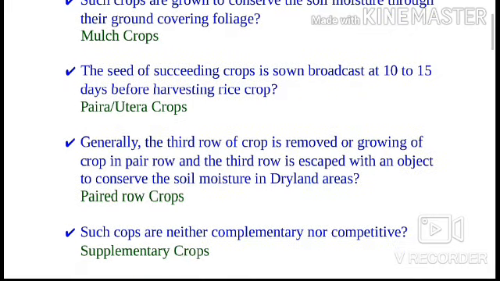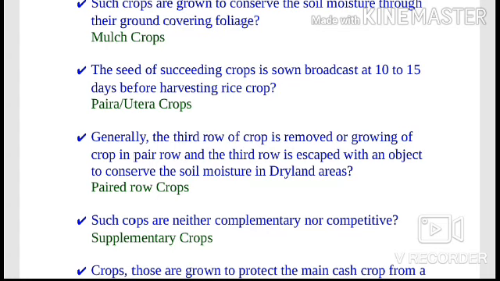Second point is, the seed of succeeding crop sown broadcast 10 to 15 days before harvesting rice crop are known as para-utera crops. Para-utera cropping example is sowing of lathyrus or lentil before the harvest of rice in lowland area with an objective to use the residual moisture of rice field.